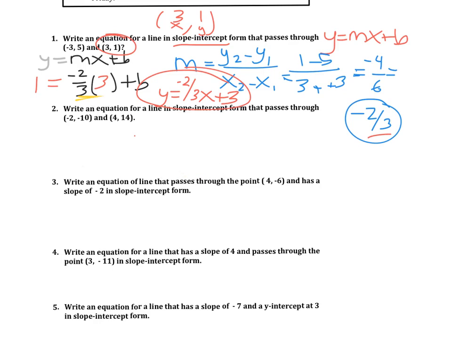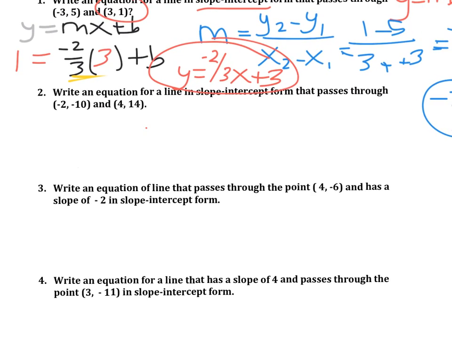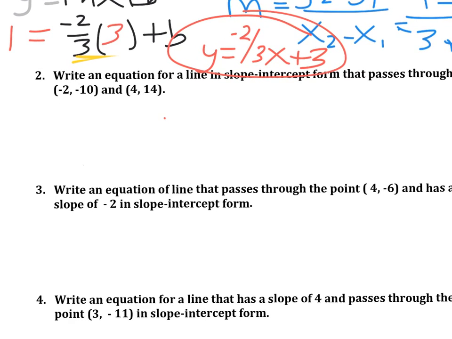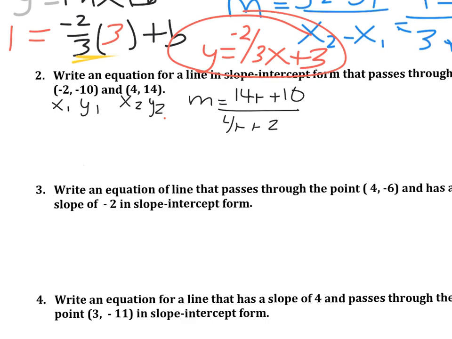For question 2, you are doing the same exact thing. So my first step is to find the slope. So I label them x1, y1, x2, y2. I calculate my slope, 14 minus -10. My 2 negatives change to plus, divided by 4 minus -2. So I get 24. 14 plus 10 is 24. 4 plus 2 is 6. 24 divided by 6 is 4.